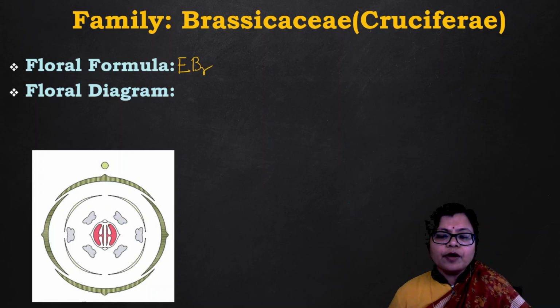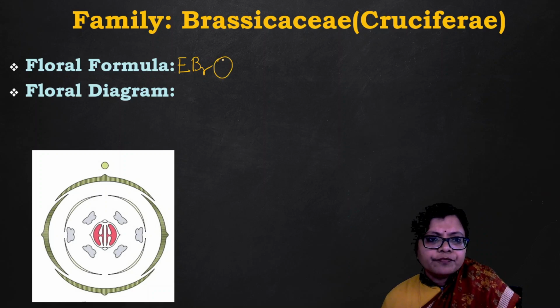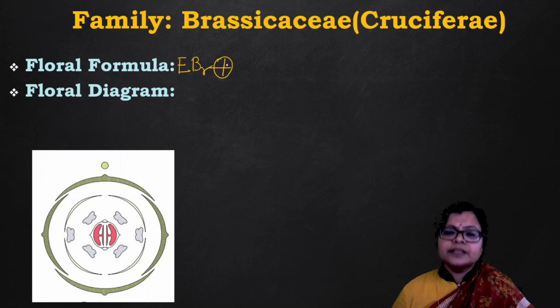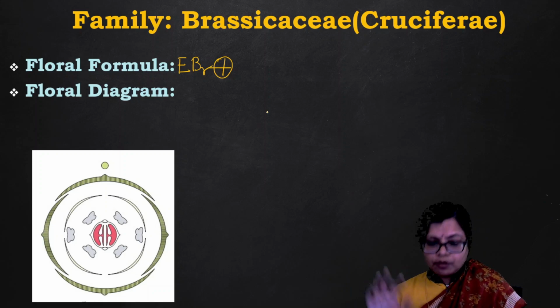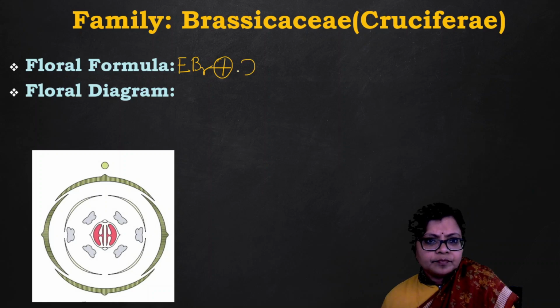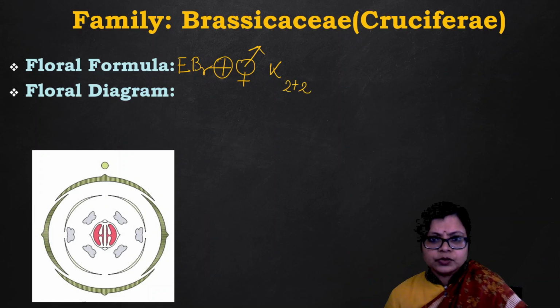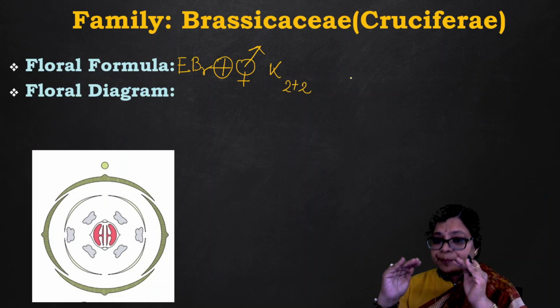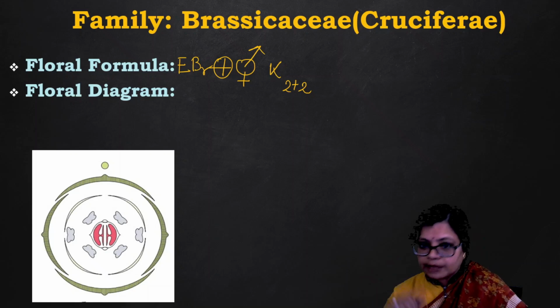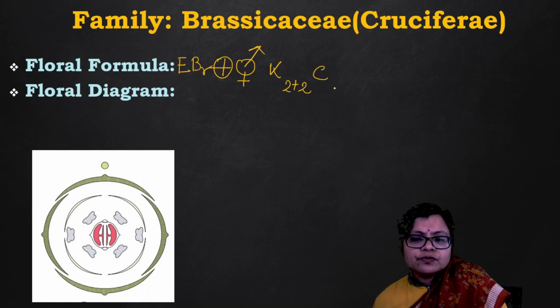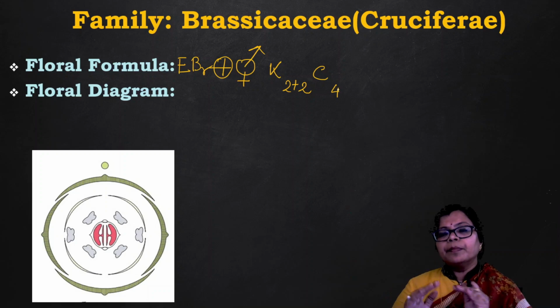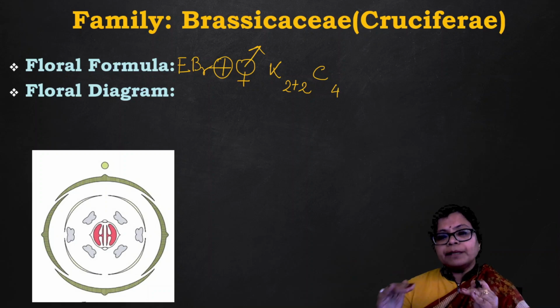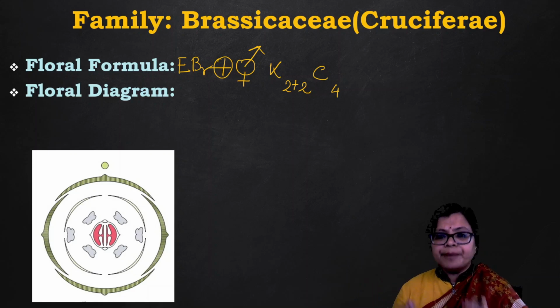Next, actinomorphic or zygomorphic? Mostly actinomorphic, so this symbol, but in case of Iberis we have to write down the symbol of zygomorphic. So here: actinomorphic, bisexual. Calyx, how many? 2 plus 2, imbricate aestivation, 2 outer and 2 inner, but we are not putting any bracket because they are free, polysepalous. Now the corolla: 4 in number, valvate aestivation and polypetalous. That means again 4 in number and they are free from each other, so we are not putting any bracket outside 4.